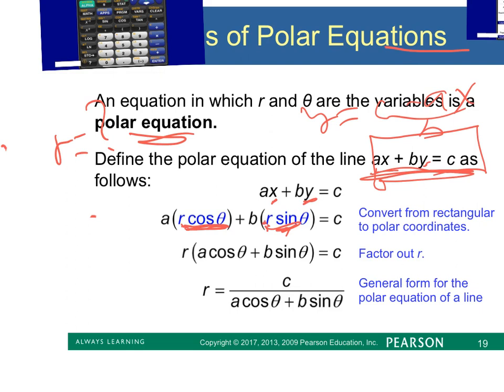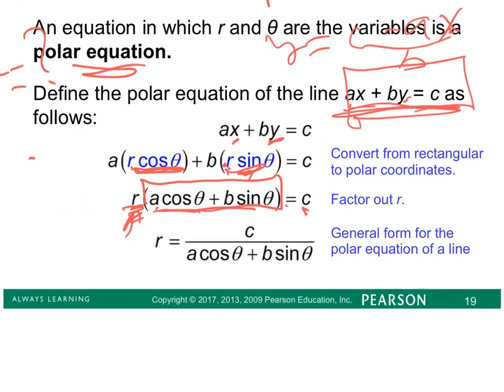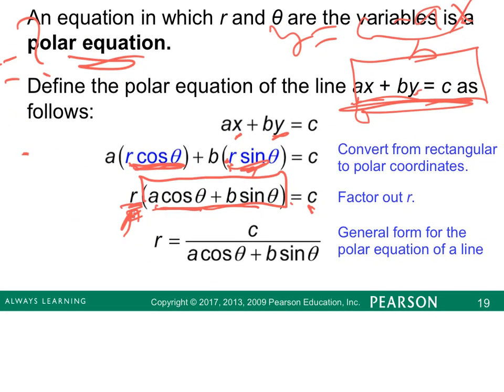So he factors out the r, very common, leaving a cosine theta plus b sine of theta still equal to c. Divide both sides by this stuff because I want r by itself. If you did it my way over here, you're not going to have r by itself. You're going to have an r over here, an r over here, then you got to move things over. So he thought ahead, and so solving it for r, here is your line. That is a line. Okay? I'm going to prove it to you that it's a line.